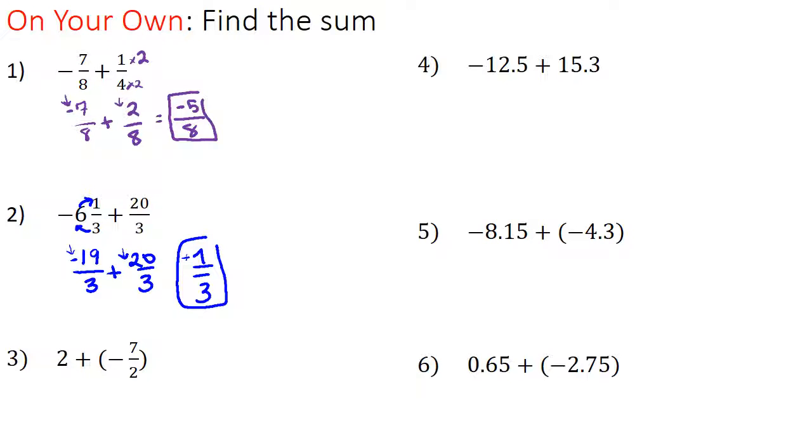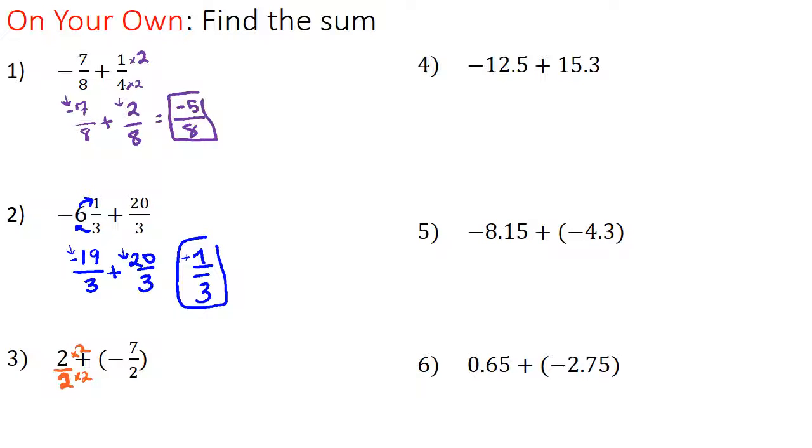So for problem number 3 here, we have 2 plus negative 7 over 2. The first thing that we have to do is turn this 2 into a fraction, so we can put 2 over 1. And as we do 2 over 1, we can then find our common denominator by multiplying the top and bottom by 2.